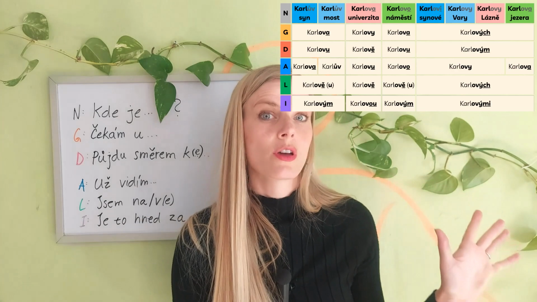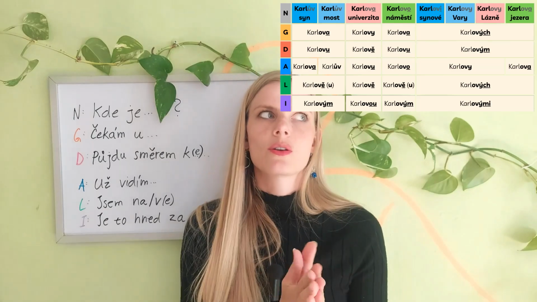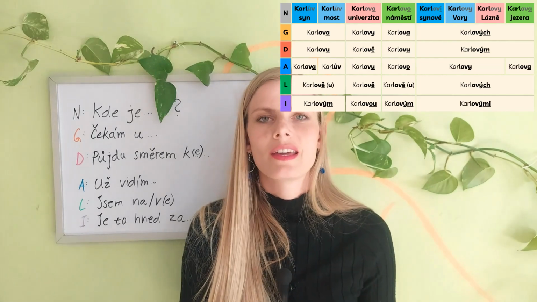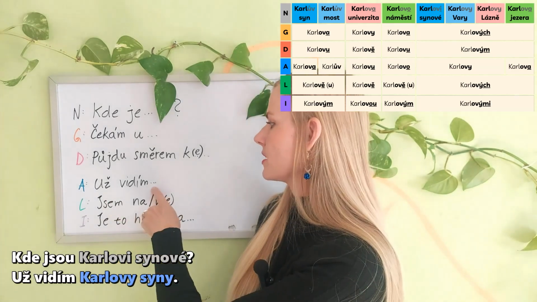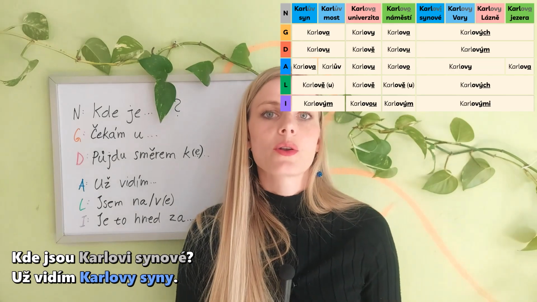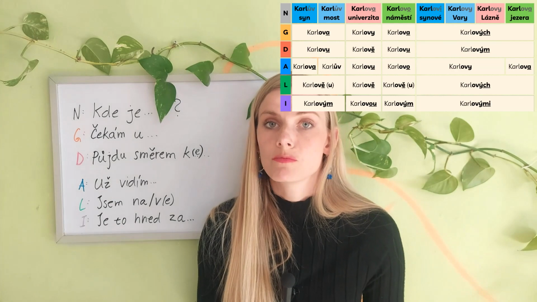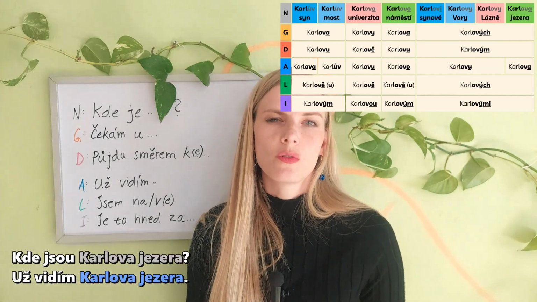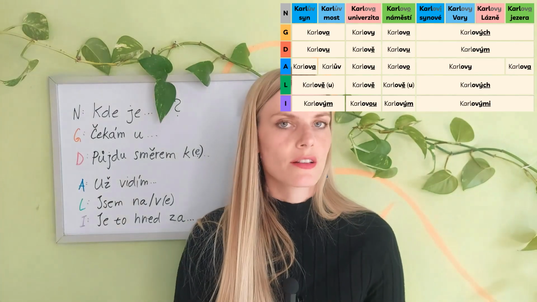And these forms would be the same also for Karlovy Lázně or Karlova jezera if we had something neuter in plural. Karlovy synové is different for the accusative. Už vidím Karlovy syny. The accusative is different for neuter. So if we said už vidím Karlova jezera, Charles's lakes, everything else is the same.